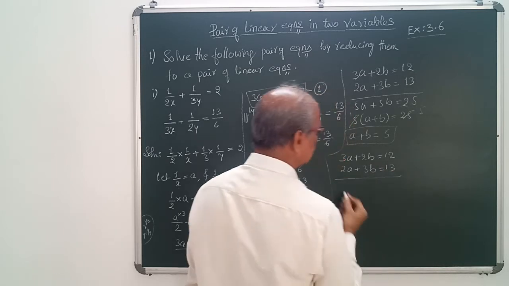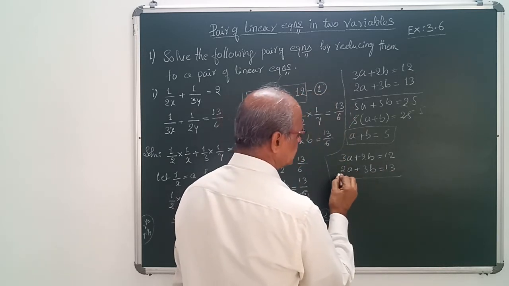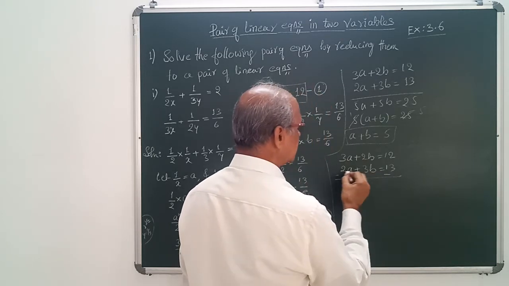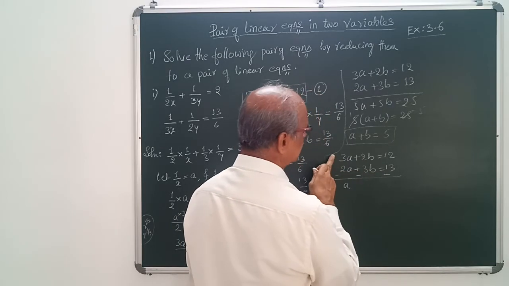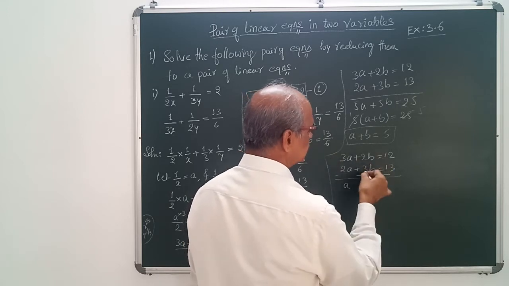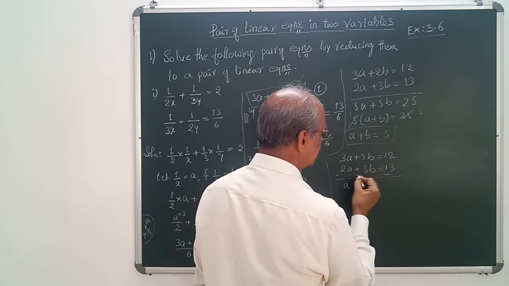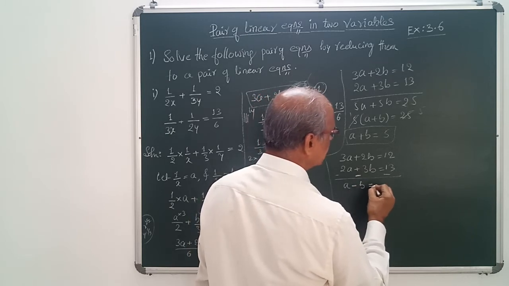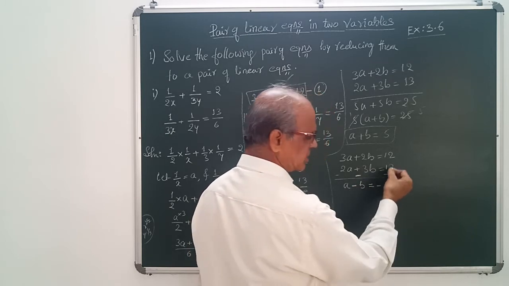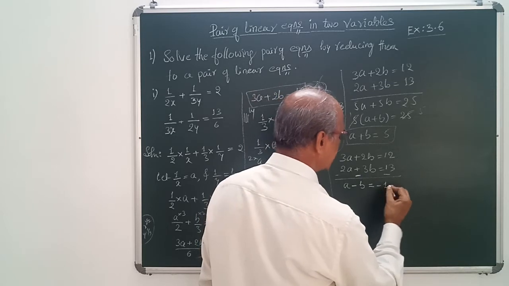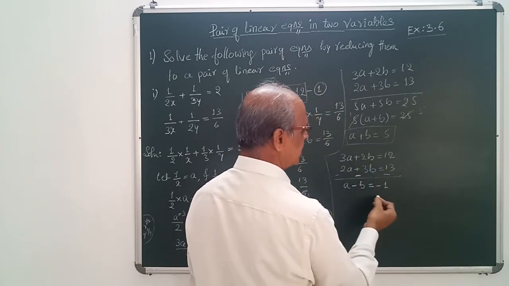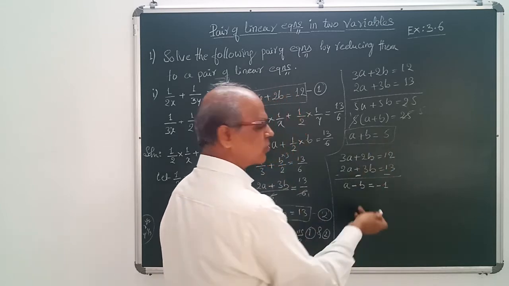Now to subtract you have to change the signs. Plus becomes minus, plus becomes minus, plus becomes minus. 3a minus 2a is a, the greater number having the plus sign. Here 2b minus 3b is again b, but the greater number has the minus sign. Therefore it is minus b is equal to 12 minus 13, which is minus 1, also minus because the greater number has the minus sign. This is your second equation. Understood? This is first and this is second. Now you can easily solve this.